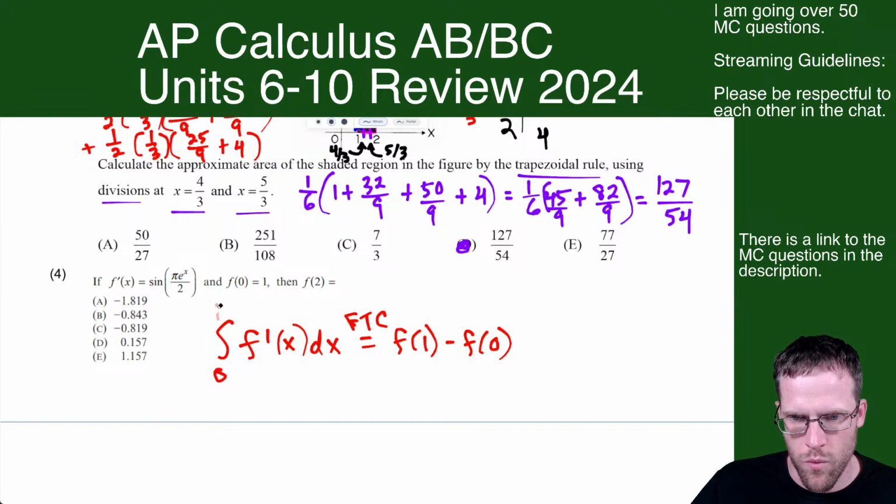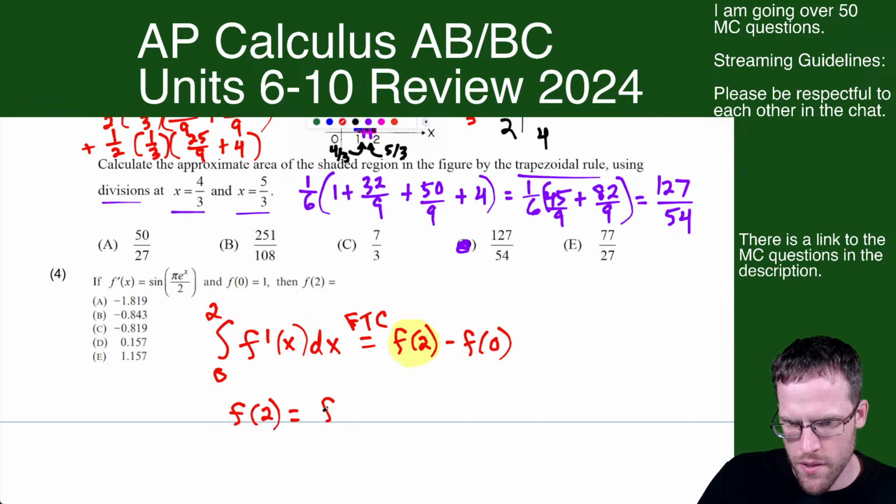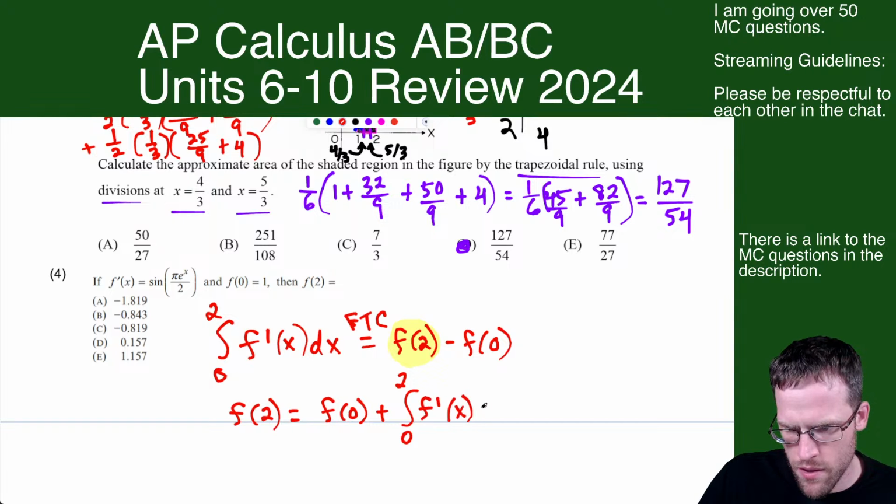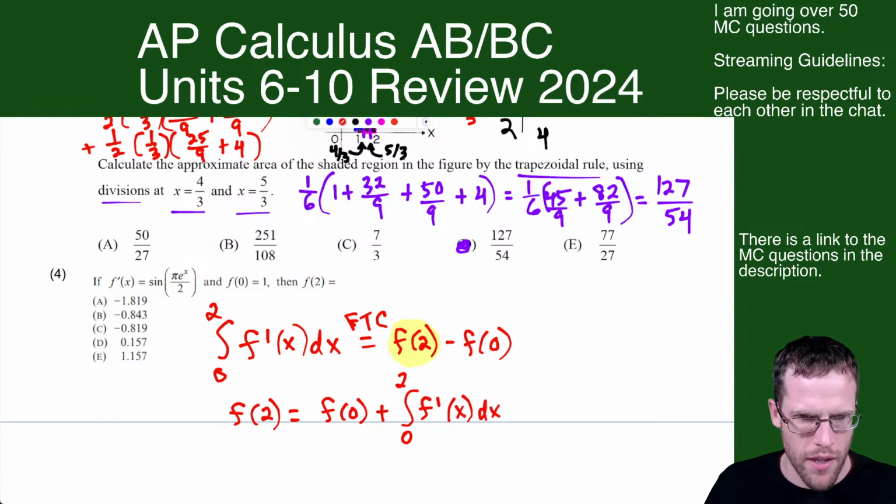Oh, I shouldn't say 1. How about I say 2? And I'm saying 2 because we want to know what f of 2 is. If I wanted to find f of 1, I could use that. So if I want to find this, I'm just going to add f of 0 to both sides. Okay, so f of 2 is equal to f of 0 plus the integral from 0 to 2 of f prime of x dx. All right, and the rest is calculator.